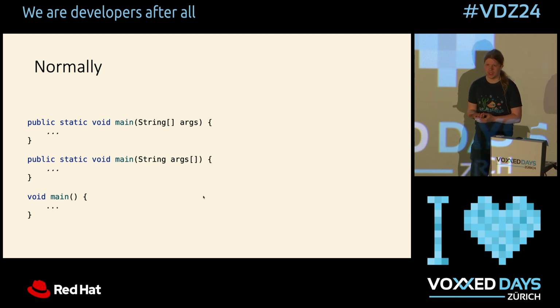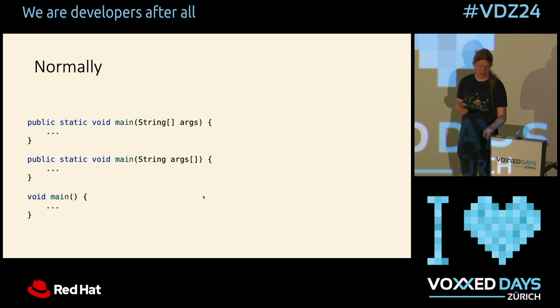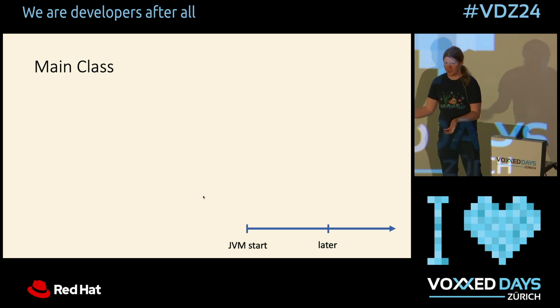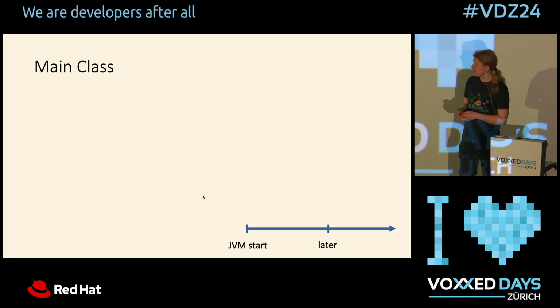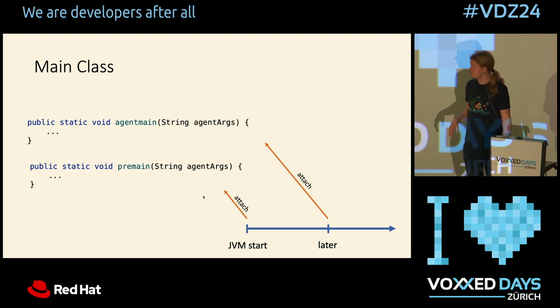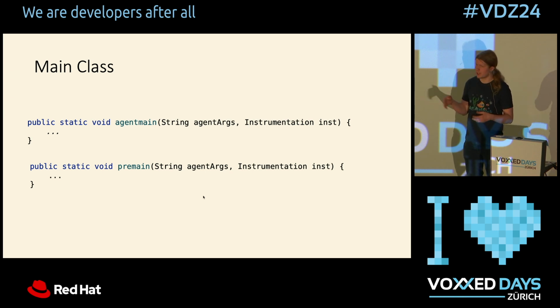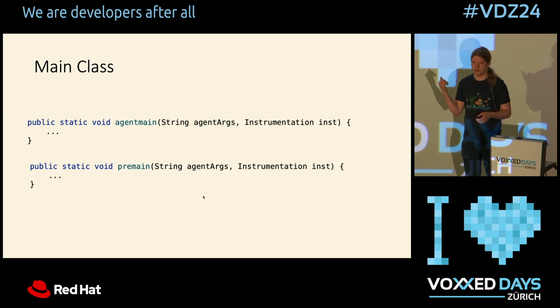You can also just write the main method down below, but that doesn't help us, because the main problem with agents is we can either attach them at JVM start, so we can pass it as an agent on the command line, or we can attach it later. When we attach it later, the method agentmain is called, and otherwise the method premain is called. They come in the variant of having just the agent args, which is a string that you pass for the arguments, or they get passed the instrumentation class.